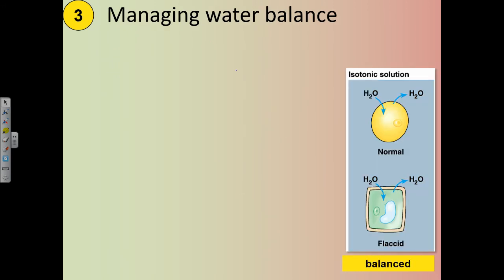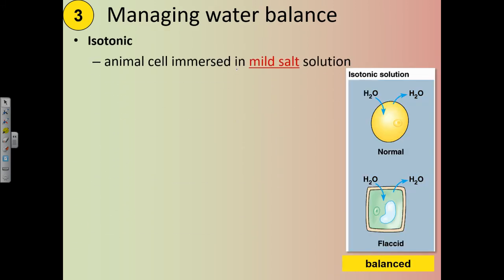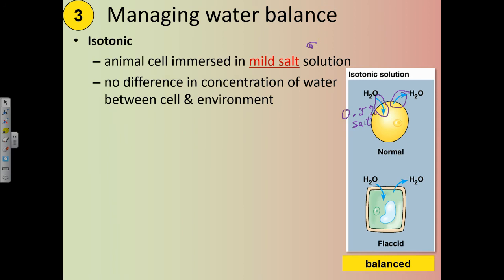And then the third one is isotonic solution. An animal cell immersed in a mild salt solution. In fact, your blood is approximately 0.5% salt, so not a very big concentration there, and so you don't lose a lot of water here. Water goes in and out at an equal rate. So there's no difference in the concentration of water between the cell and the environment. So animal cells really like being exposed to an isotonic solution.